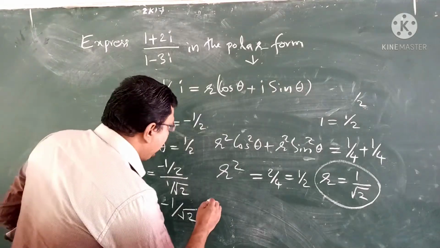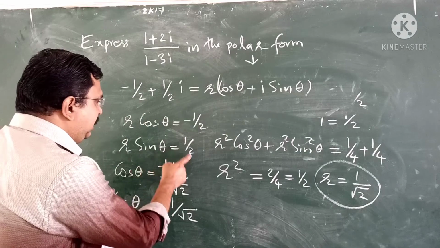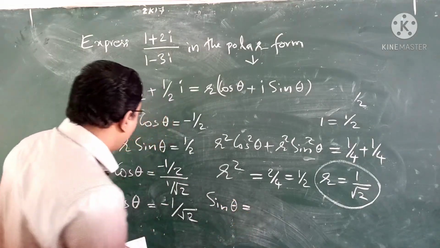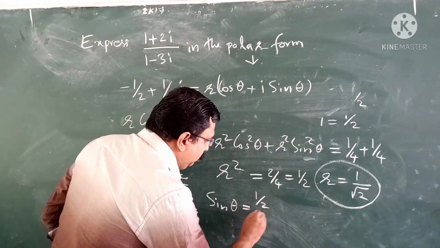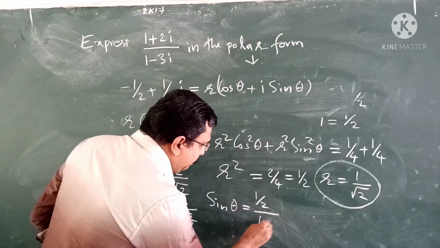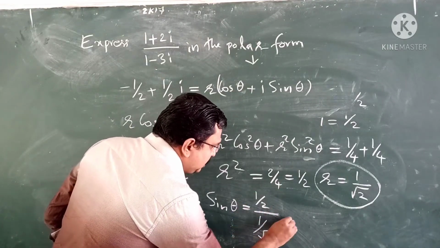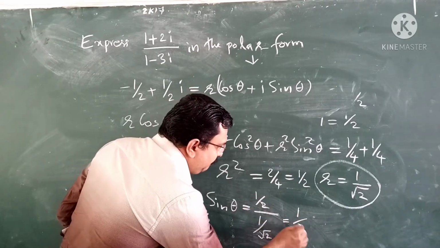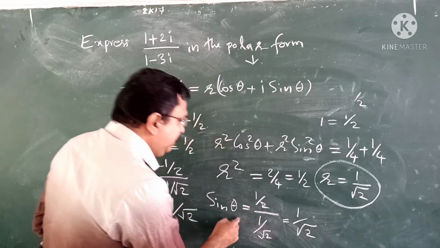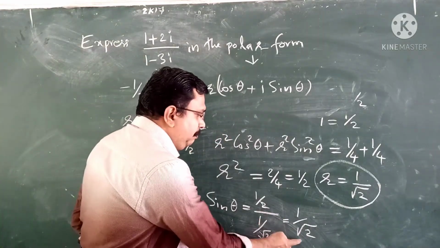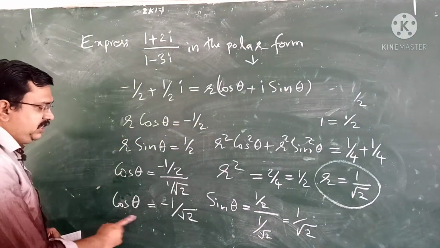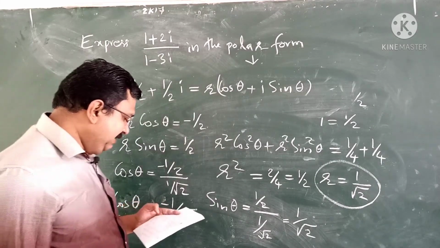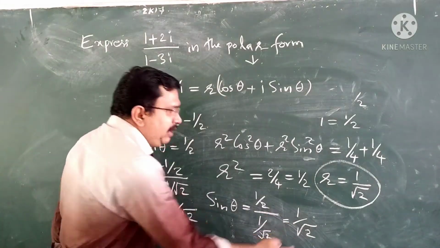Cos theta equal to minus 1 by root 2. And similarly, r sin theta is 1 by 2. Therefore, sin theta equal to 1 by 2 divided by r, 1 by root 2. Which is equal to these two, 2 and root 2 cancel. Therefore, sin theta equal to 1 by root 2. Cos theta equal to minus 1 by root 2 and sin theta equal to 1 by root 2.